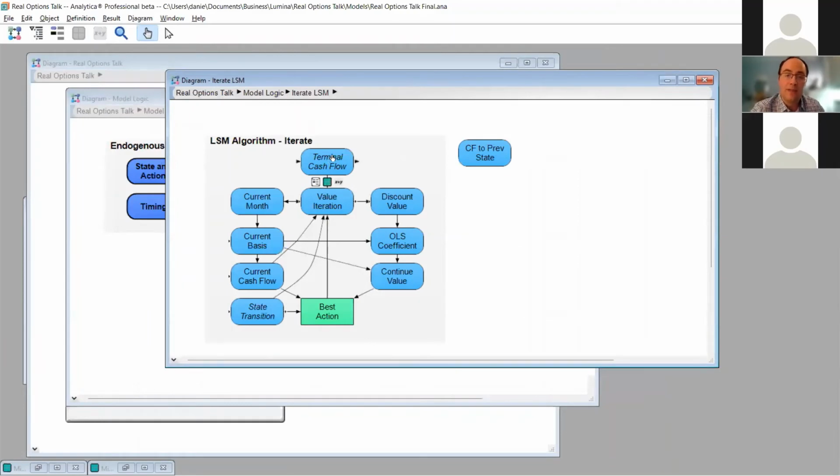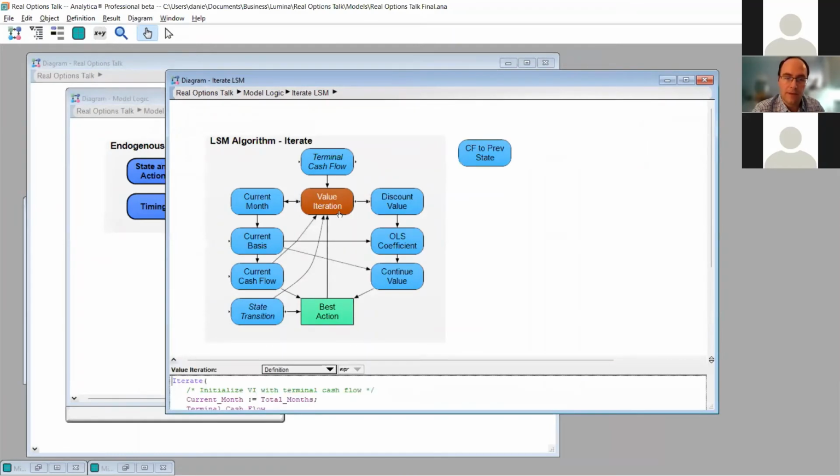So again, we start in the terminal cash flow state, and then that's the initial estimate of the project's value, and then we discount that value, simply discount factor times the current estimate of the project's value. We run a regression to find the coefficients. Then the continuation value is simply approximated from the regression. And of course, the regression is based upon both the discount value and the current basis.